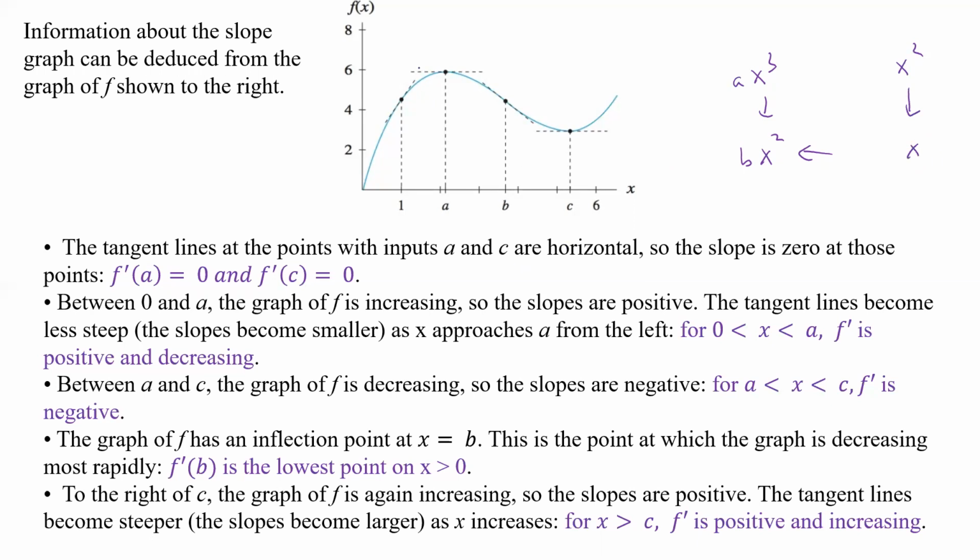All right, so the tangent lines at the points with inputs A and C are going to be horizontal, because those are the horizontal ones. So that's going to give us slope 0. So f prime of A and f prime of C are both equal to 0.